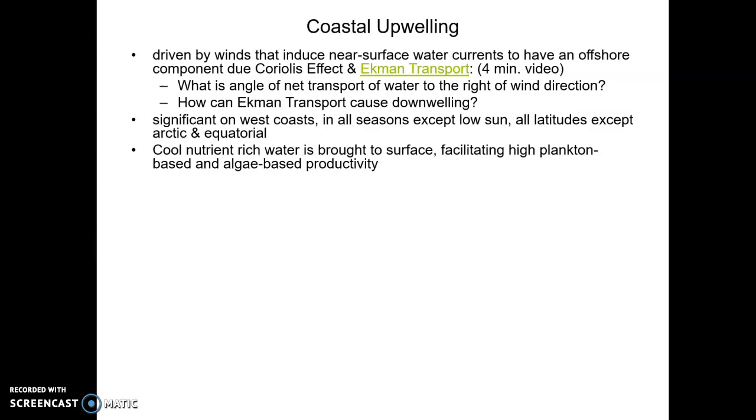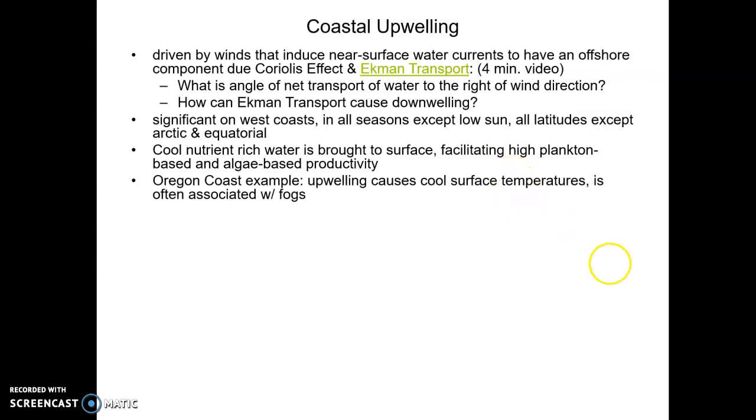So beyond that, then the life above them that eats the algae or the plankton, and then the life that eats those things that eat that, and so on. You work all the way up to say, tuna and sharks, and so on. In the case of the Oregon coast, and all places, it causes cooler surface temperatures as you bring up that cooler water from below. The water at the surface during the higher sun season is almost always warmer than the water at depth. And it's often associated with fogs as well.